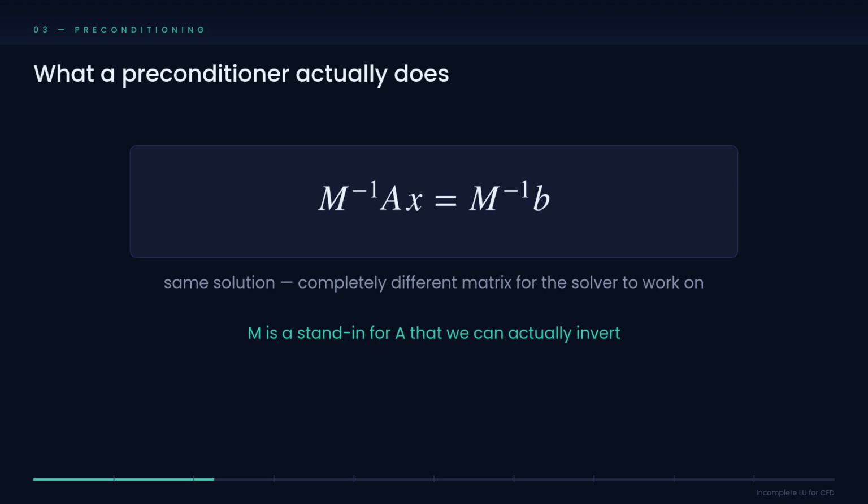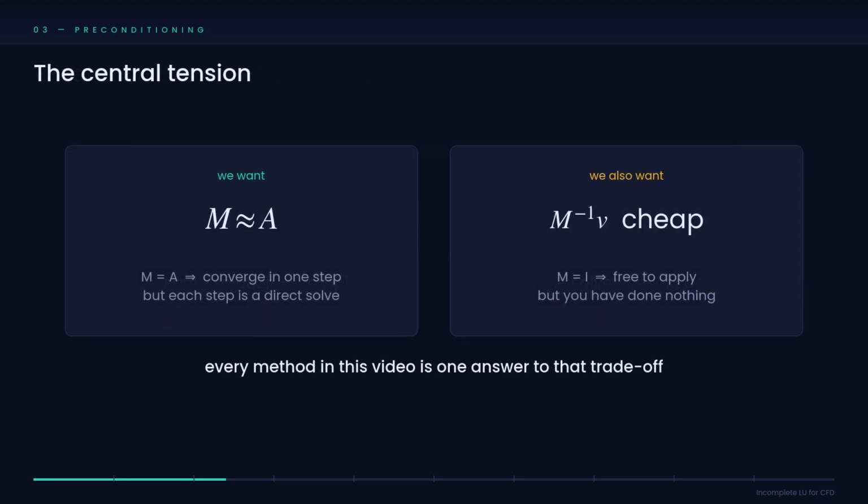A preconditioner is a matrix M that we use as a stand-in for A. Instead of solving Ax equals b, we solve M inverse Ax equals M inverse b. The solution is unchanged. What changes is the matrix the Krylov method actually sees. And that gives us the tension that governs this entire field.